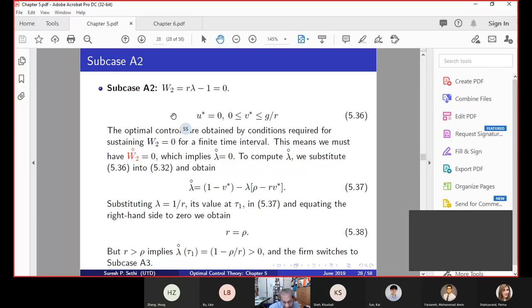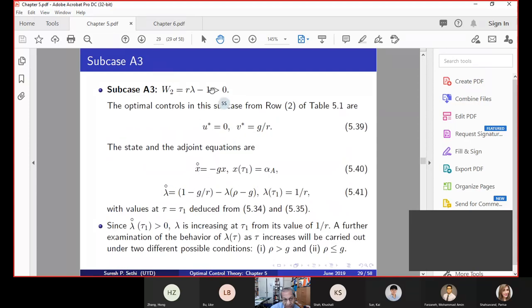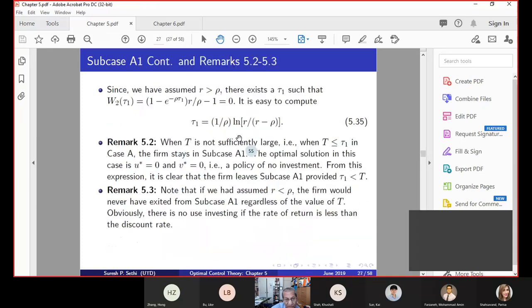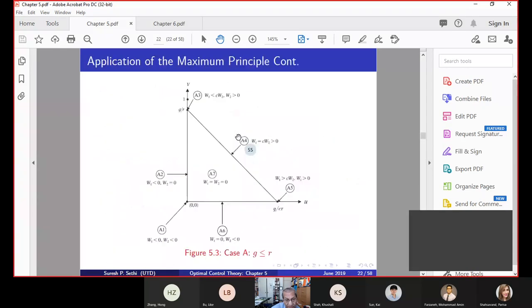And then, because this is bigger than zero, W2 becomes bigger than zero immediately after tau 1. And when W2 is bigger than zero, I am in case 3. And case 3 gives U star equal to zero, V star equal to G by R. So what happens is, in reverse time, we started here. Then we went along to A2, but can only stay there for zero time. And then you go to A3.